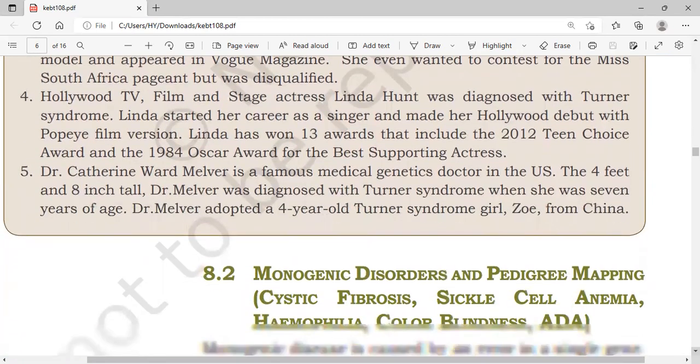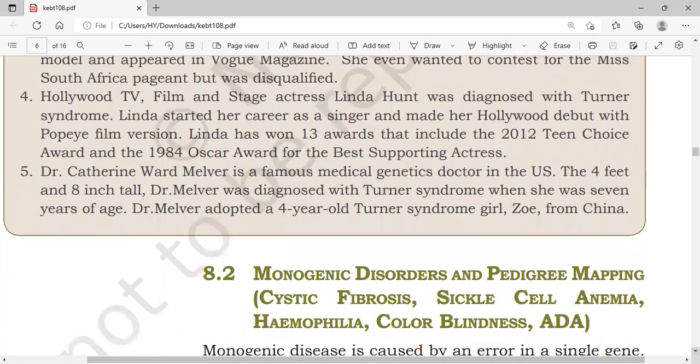Hollywood TV, film, and stage actress Linda Hunt was diagnosed with Turner syndrome. Linda started her career as a singer and made her Hollywood debut with the film version of Popeye. Linda has won 13 awards, including the 2012 Teen Choice Award and the 1984 Oscar for Best Supporting Actress.